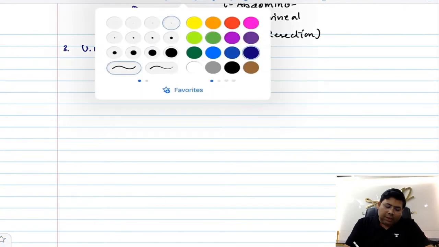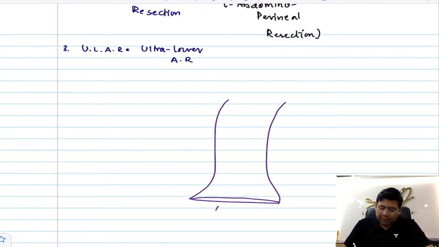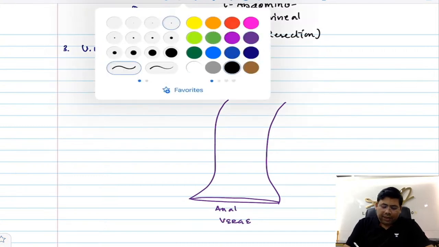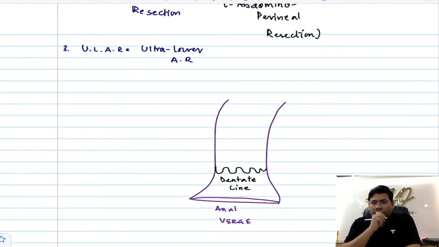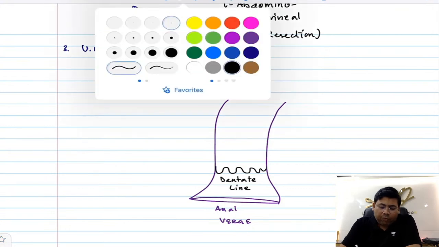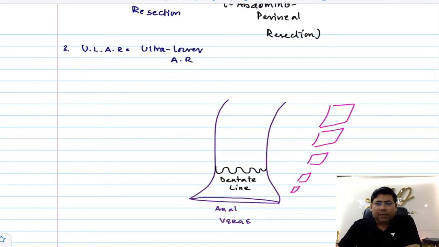Now, when you talk about the anatomy of the rectum, you have to understand something like this. Suppose this is the anal verge. You need to understand that this line is known as the dentate line. So we have the anal verge and the dentate line. The next very important thing we have to understand is the sacrum and its promontory, the sacral promontory.